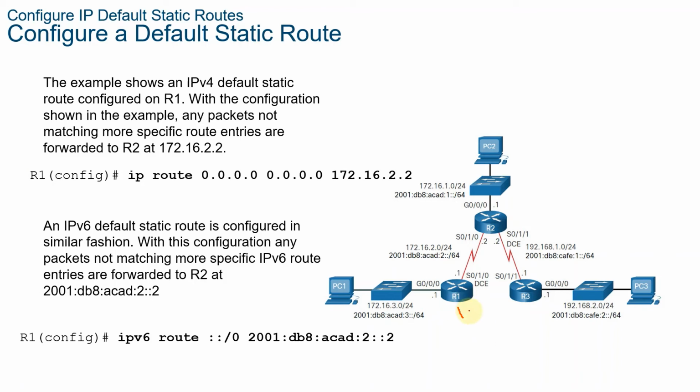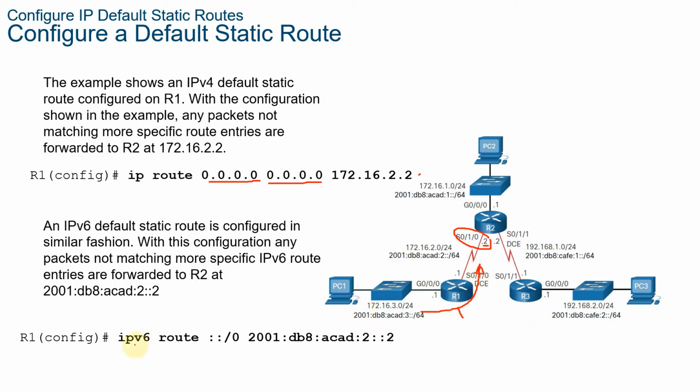So how do we configure this? Using IPv4, the syntax would be ip route 0.0.0.0 0.0.0.0 followed by the next hop IP address, which is 172.16.2.2. So all traffic from R1 will be forwarded to 172.16.2.2. Same thing if we are going to configure R1 with an IPv6 default route.